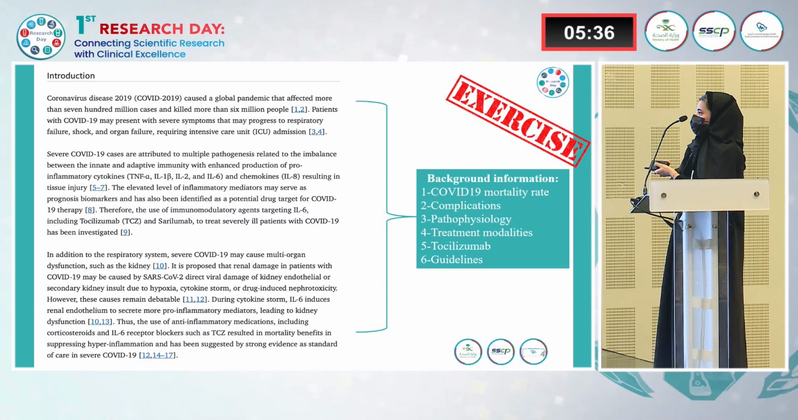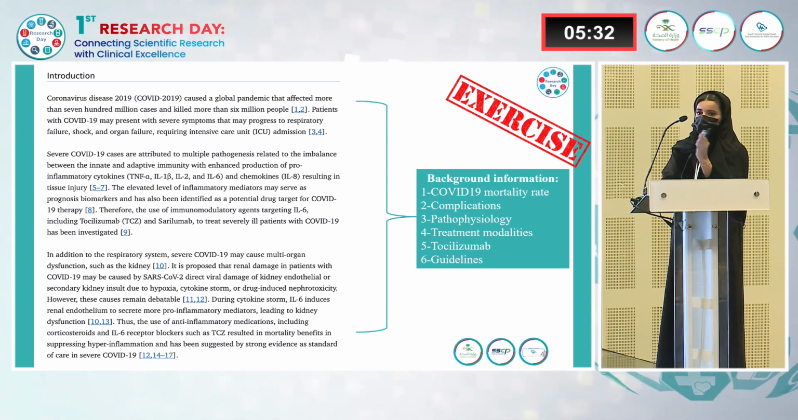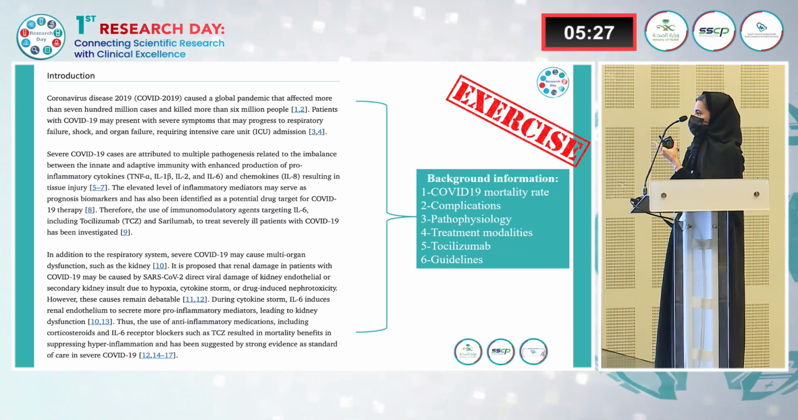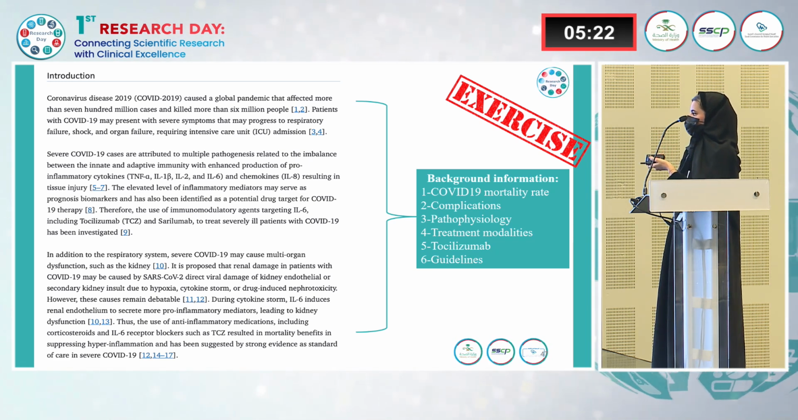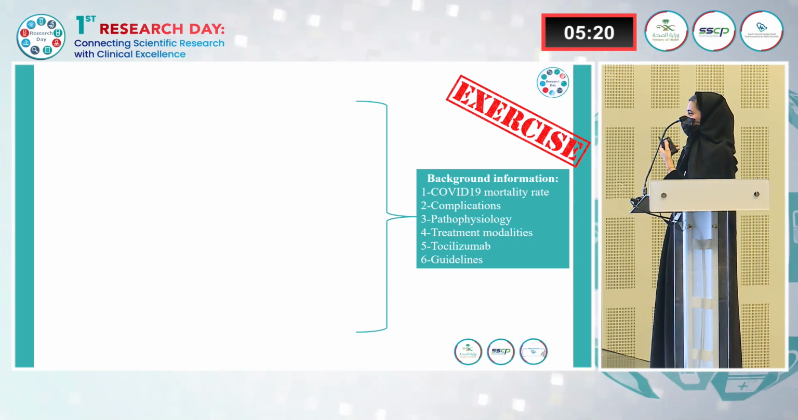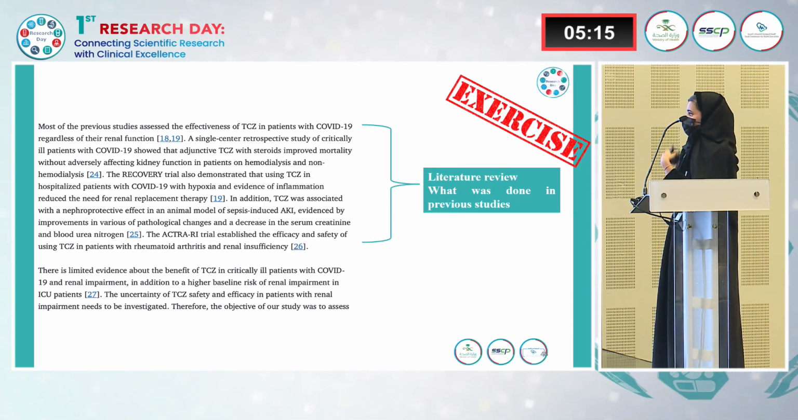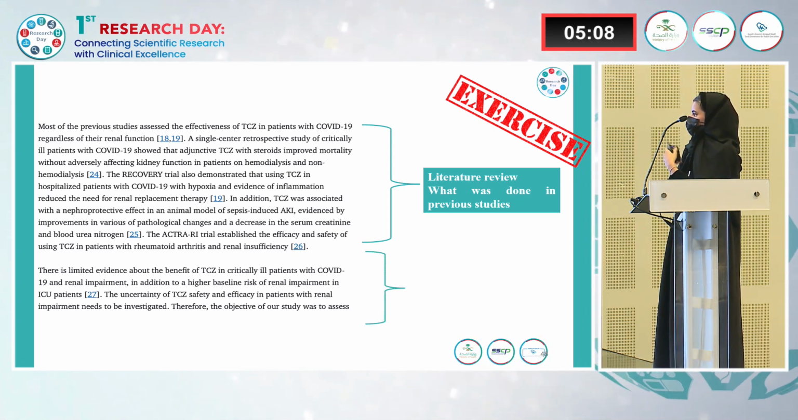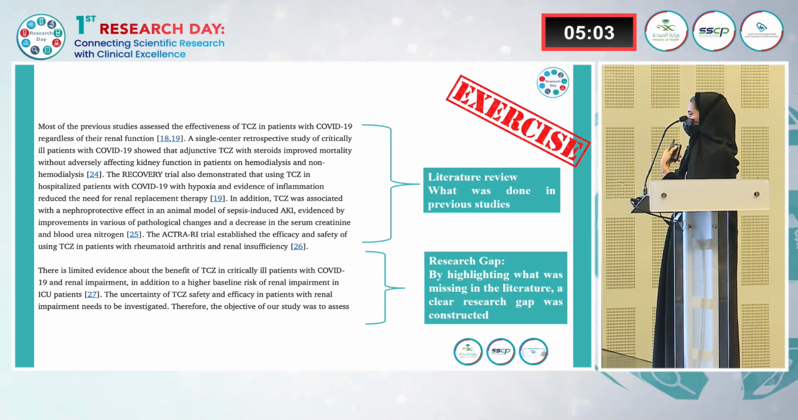So this is the introduction. As we said, we divided the introduction into background, literature review, gap, and aim. In the background, we included COVID-19 mortality rate, complications, pathophysiology, and treatment modalities. Then we talked briefly about tocilizumab and the NIH guidelines recommendation regarding using tocilizumab. And then in the literature review part, we highlighted what was done in previous studies, and then we moved to the gap of the research by highlighting what was missing in the literature.